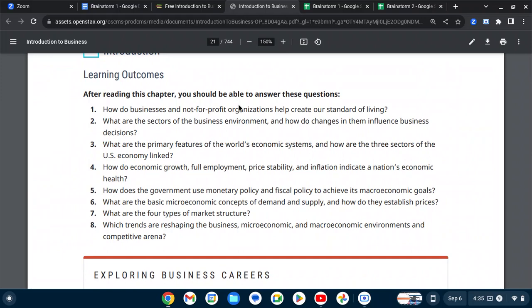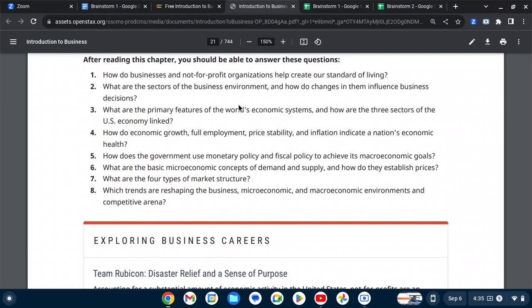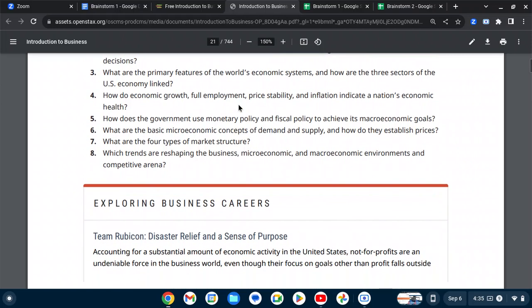What are the primary features of the world's economic systems, and how are the 3 sectors of the U.S. economy linked? How do economic growth, full employment, stability, and inflation indicate a nation's economic health? How does the government use monetary policy and fiscal policy to achieve its macroeconomic goals? What are the basic microeconomic concepts of demand and supply, and how do they establish prices? What are the 4 types of market structure? Which trends are reshaping the business, microeconomic, and macroeconomic environments in the competitive arena?